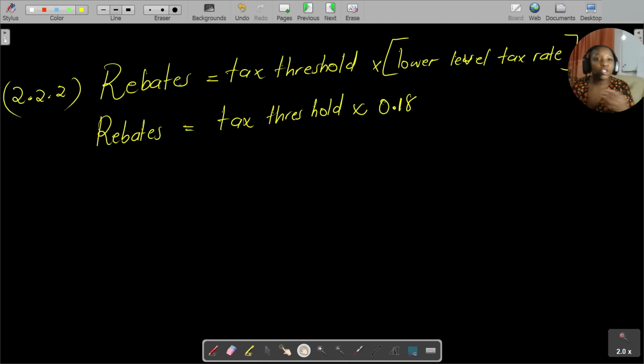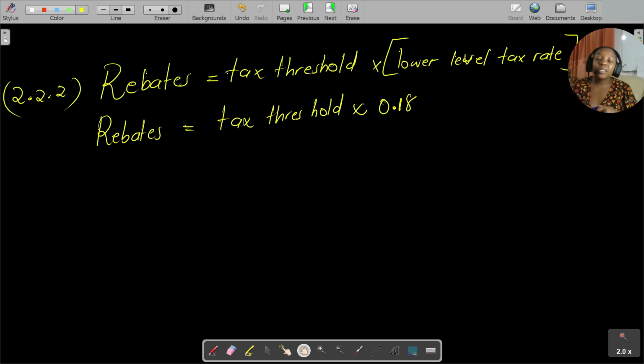And once we are able to determine the tax threshold, we will then be able to check whether he's supposed to pay tax or not, because we know that the tax threshold is the amount that we use to determine whether a person is supposed to pay tax or not, right?